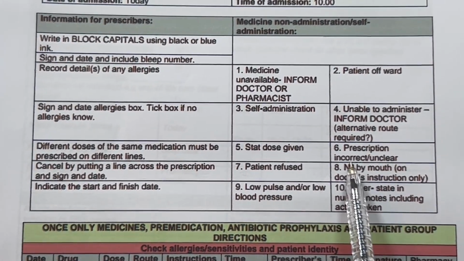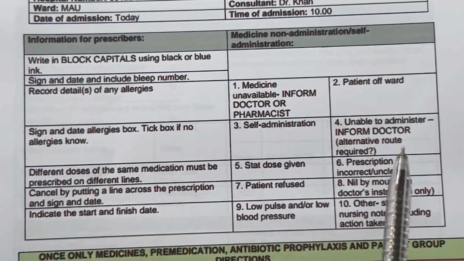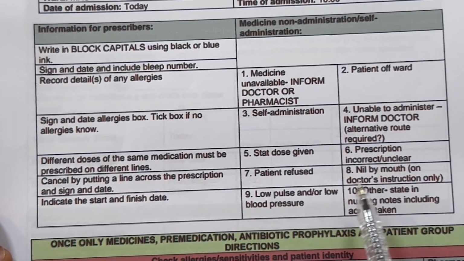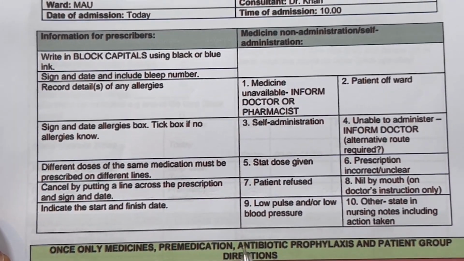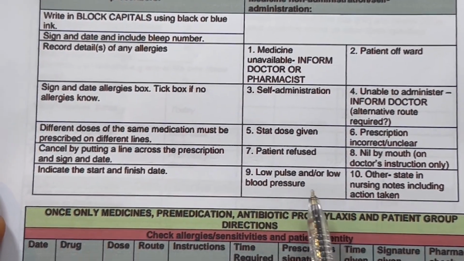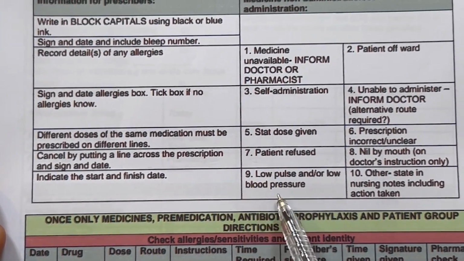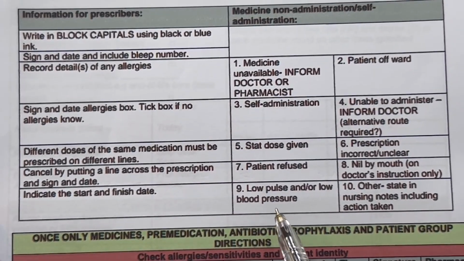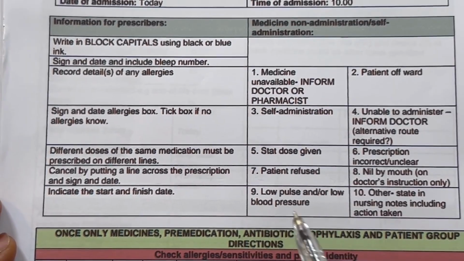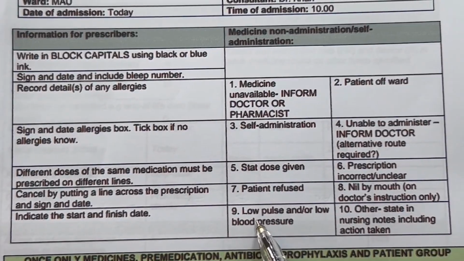Code 6 is prescription incorrect or unclear. So if any aspect of the prescription is not complete or is not clear, you write code 6. Code 7 and 8 are also not applicable in an exam situation. Code 9 is applicable anytime you are giving antihypertensive medication or digitalis medication like digoxin. Then know for sure that code 9 will be needed. So you should always check the patient's blood pressure, or ask the examiner for the blood pressure and the pulse rate before administering. If it is low, do not give the medication, and write code 9 there.